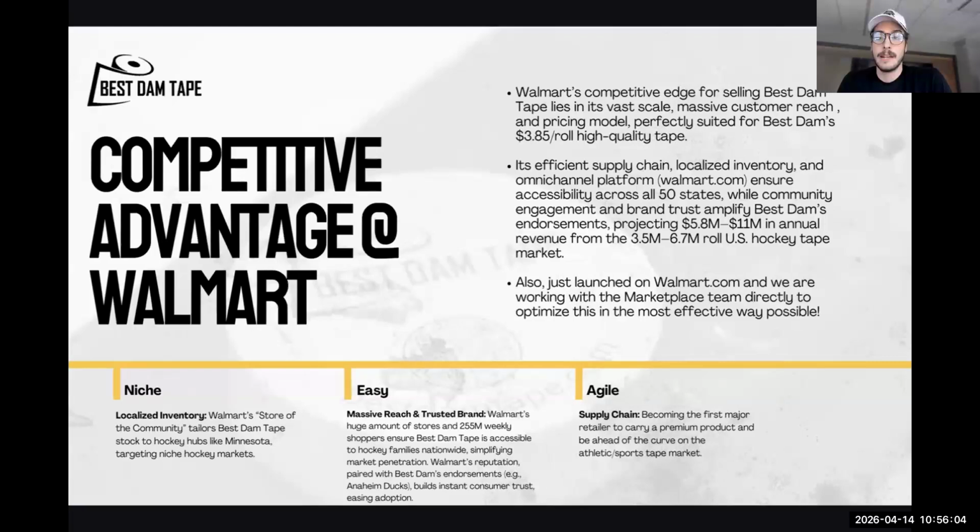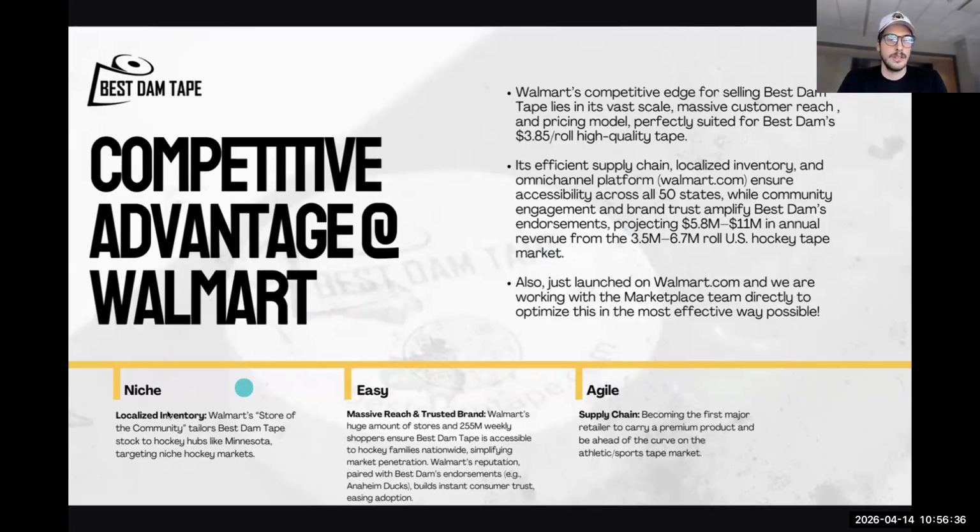And the competitive advantage directly at Walmart. This is really something that I have done a lot of research into. But the thing with Best Damn Tape and Walmart, I think being able to put a product that is used by professional athletes in a section that may not necessarily be synonymous with products that professional athletes use, I think it provides a huge amount of value and can be the first retailer, especially out of these big 3 tape companies that are in the space, to carry it.